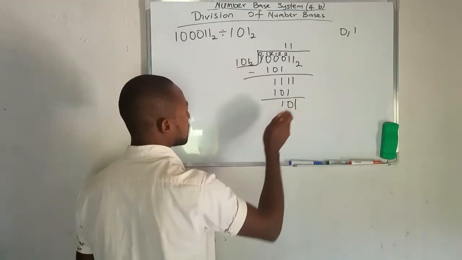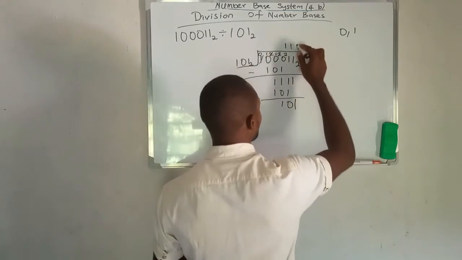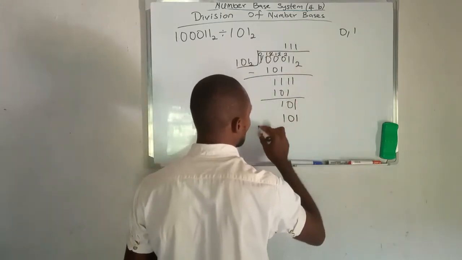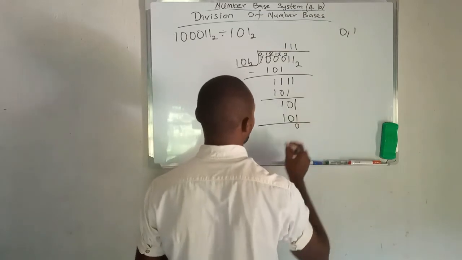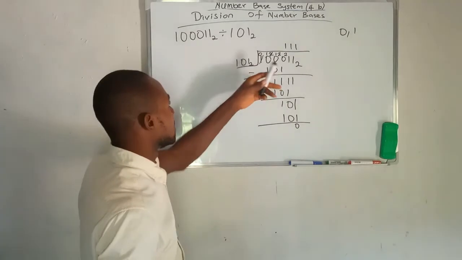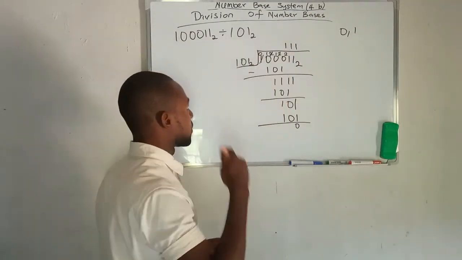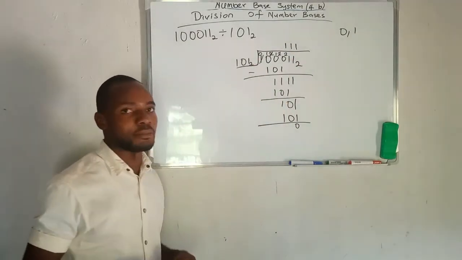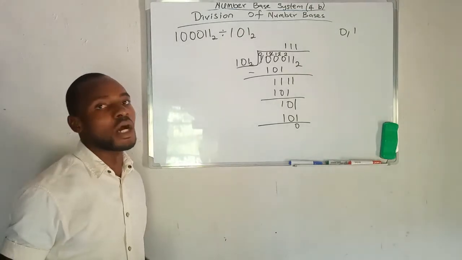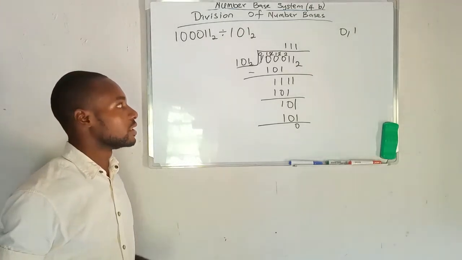So this divided by this will give us 1 as well. So we have 1 here, and we have 101, and this minus this will give us 0. So this divided by this gave us back 111 that we multiplied with it in the previous video, which was multiplication of number bases. So we are going to do more examples on this.